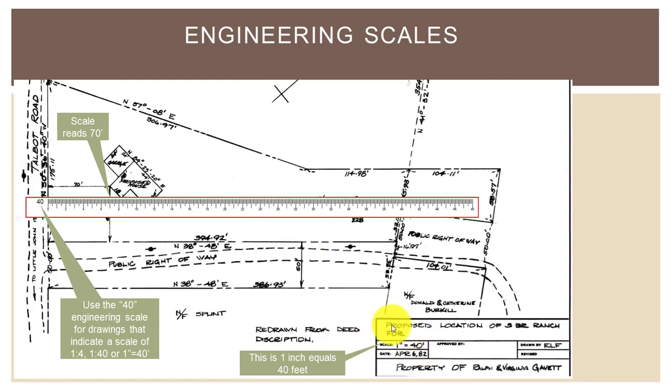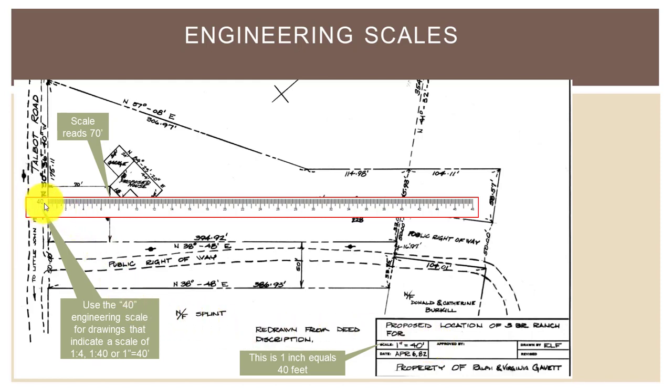The scale given over here in the title block is 1 inch equals 40 feet. That just means 1 inch on the drawing represents 40 feet on the ground. And if you take 40 feet and multiply it times 12 inches per foot, you have 480, which just tells you that the property is 480 times larger than the drawing of it.